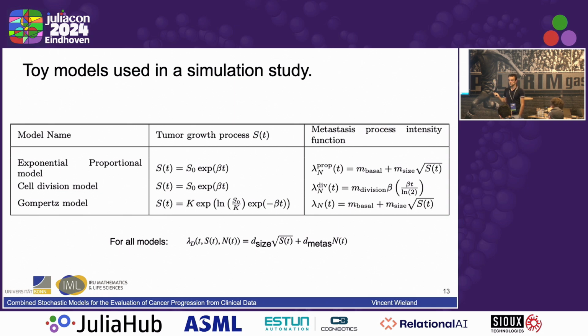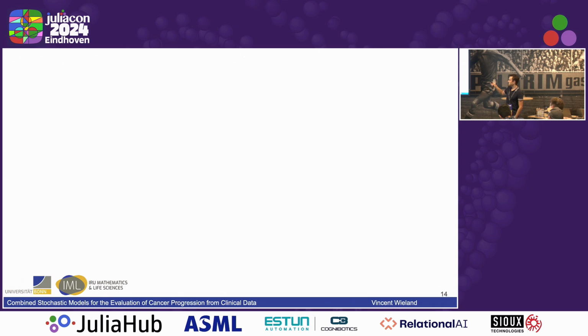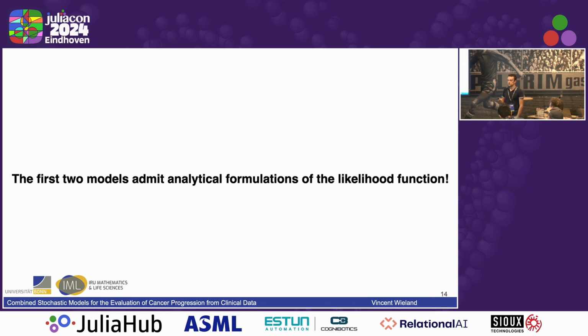And the first result for that is, and I found it quite nice when I discovered it, because I did a lot of calculations, we get analytical likelihood formulations for the first 2 models.